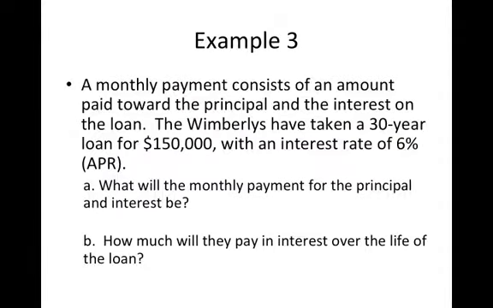A monthly mortgage payment consists of an amount paid toward the principal and the interest on a loan. The Wimberleys have taken a 30-year mortgage loan for $150,000 with an interest rate of 6% APR. What will the monthly payments for the principal and interest be? And then we're going to figure out how much they will pay in interest over the life of the loan. I think you will be shocked.